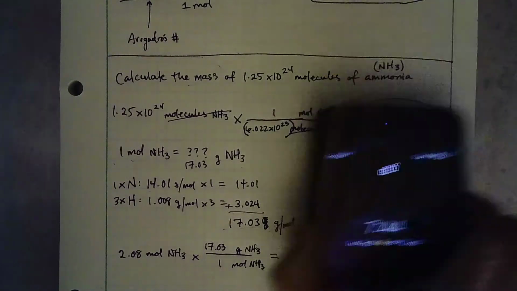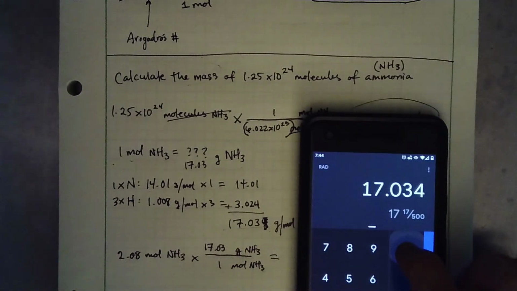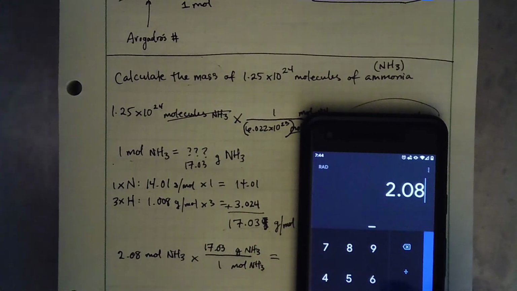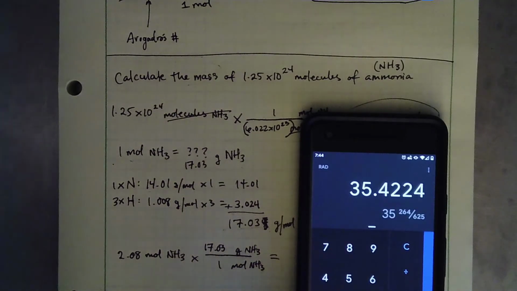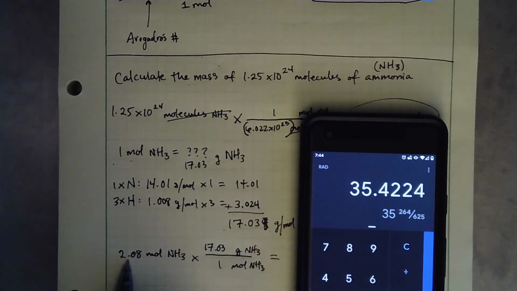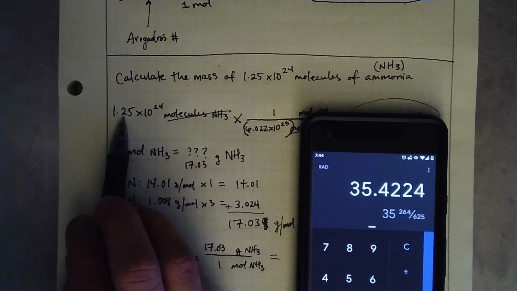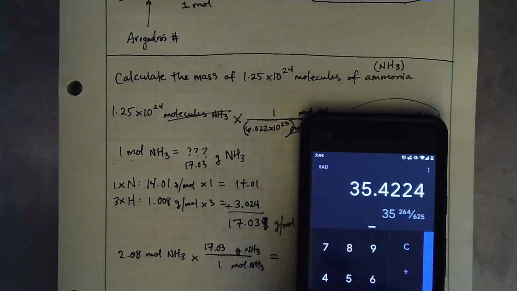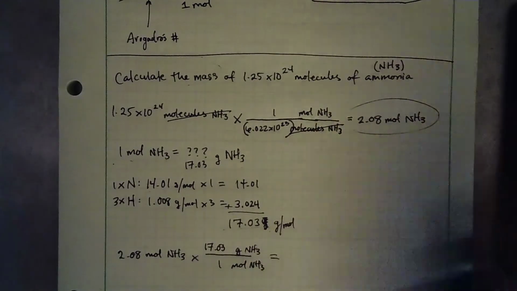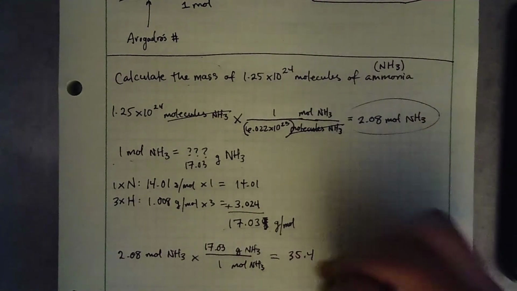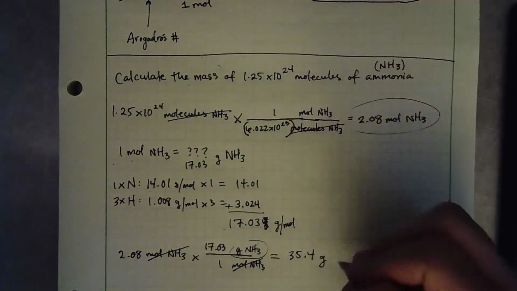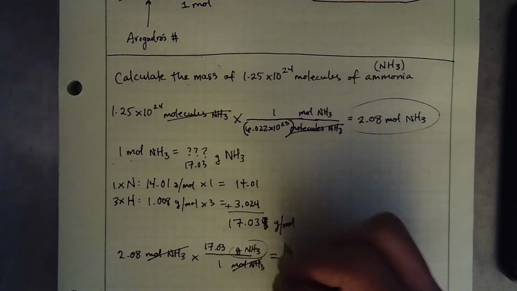Okay, so last bit of calculation here, 2.08 times 17.03. There are 3 sig figs in our starting number. Really, it's this starting number that we should be paying attention to. 3 sig figs here, so 3 sig figs on this answer would be 35.4. And our moles cancel here, right? So grams of ammonia.